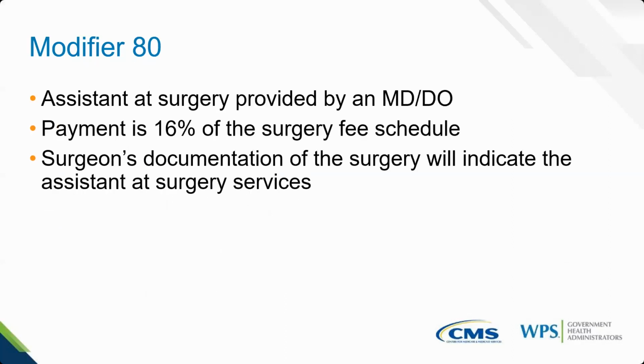The next modifier is the most common modifier that we have for assistant at surgery services. And this is when that assistant services are provided by an MD or a DO. They also are going to bill under their provider number. Payment for this, or the allowed amount for this, is 16% of that surgical fee schedule. And again, then the surgeon's documentation contained within that operative report will identify the assistant at surgery, will identify the activities that they're providing, why that was medically necessary, etc.